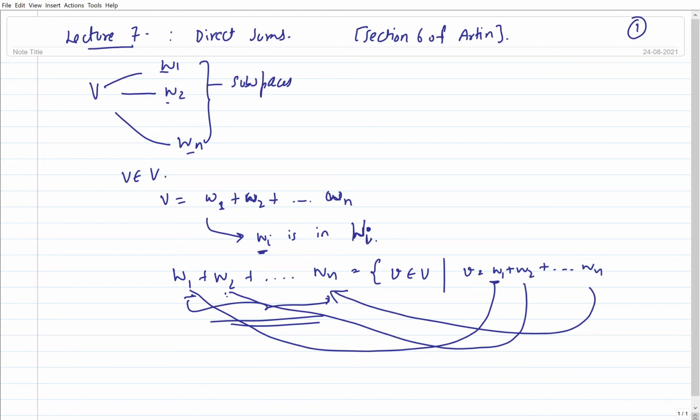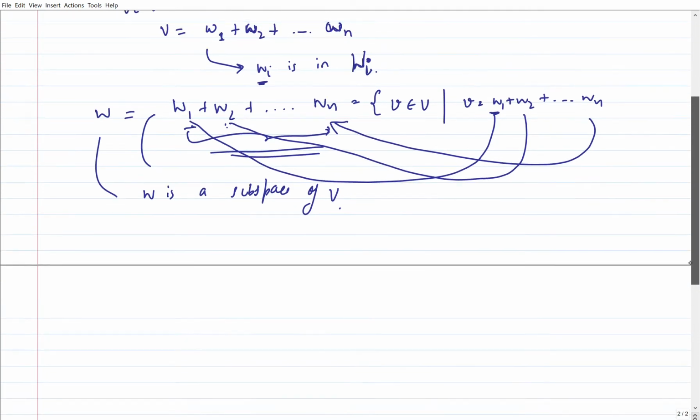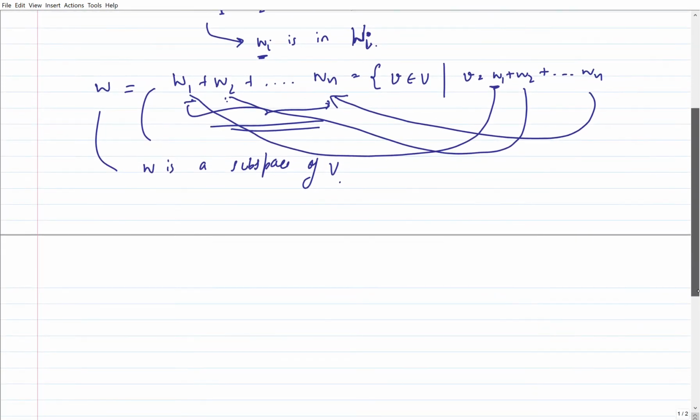So the sum, which I can denote by some W, is itself a subspace of V, and we are going to be interested in the subspaces of the vector space V and what we get out of combining these subspaces, so on and so forth.